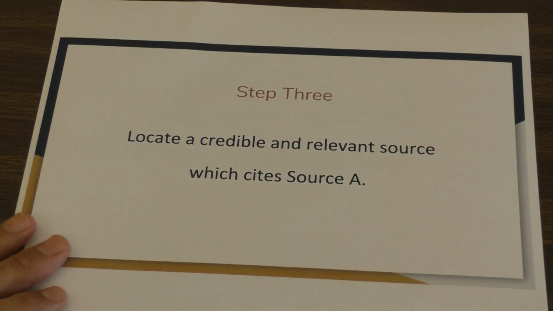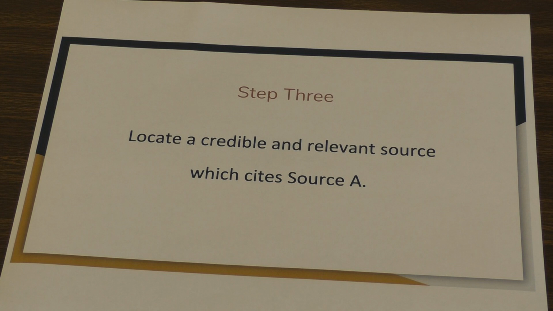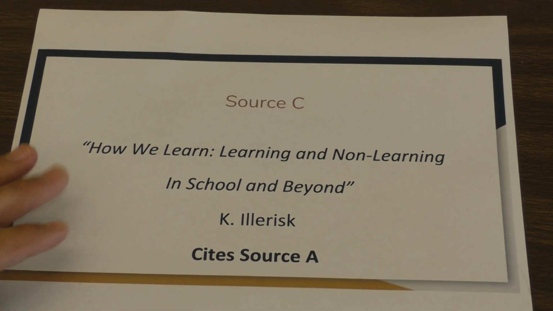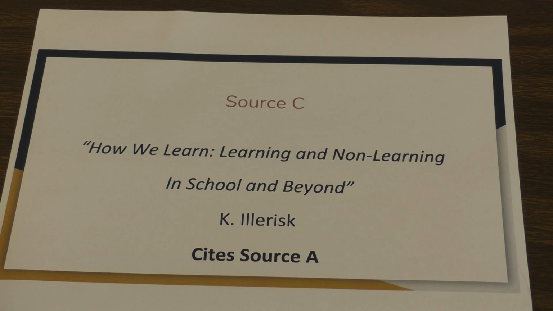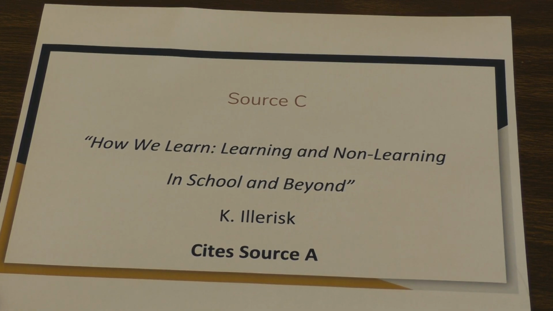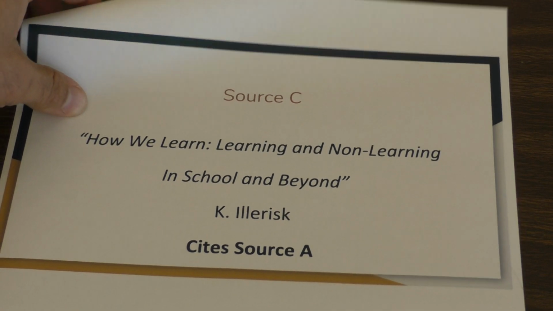Step 3 is to locate a credible and relevant source which cites source A. So this is someone who's now building on the work of Mr. Goleman, who had already built on the work that was cited in source B. My source C for this particular example would be How We Learn, Learning and Non-Learning in School and Beyond by Dr. Illeris. Source C cites source A. So source C builds on the work of source A.